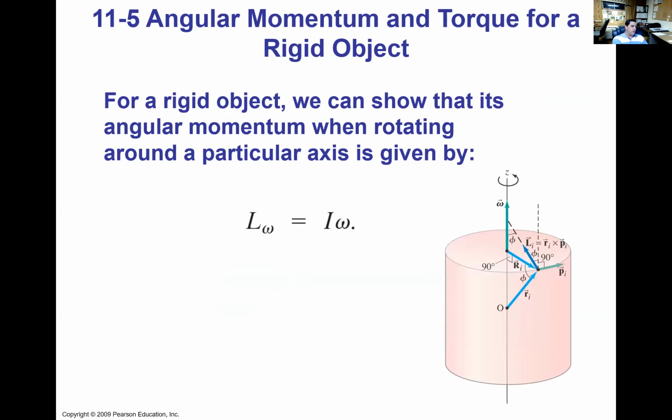Okay. So for some rigid object, we can show that its angular momentum when rotating around a particular axis is given by L equal to moment of inertia times angular velocity.